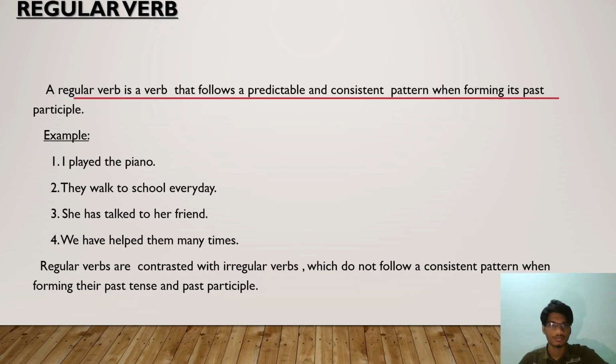Next, regular verb. A regular verb is a verb that follows a predictable and consistent pattern when forming its past tense and past participle. Examples: I played the piano. They walked to school every day. She has talked to her friend. We have helped them many times. First example, played. Second, walked. Third, talked. Fourth example, helped. Regular verbs are contrasted with irregular verbs, which do not follow a consistent pattern when forming their past tense and past participle.